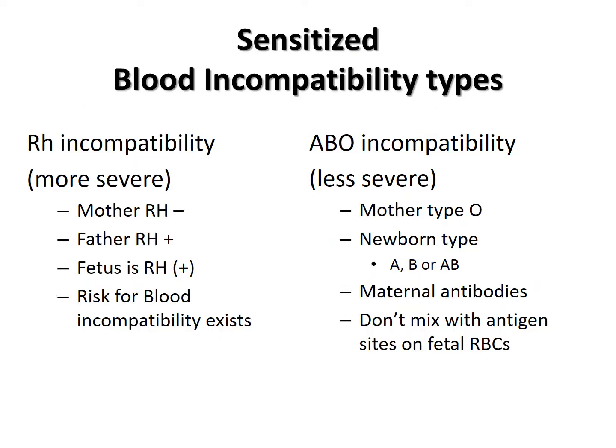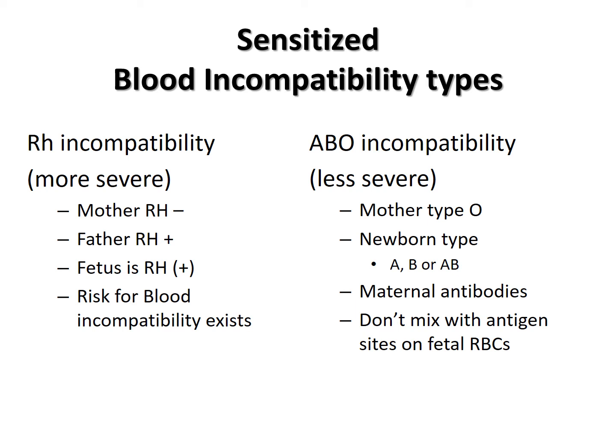All right, let's talk about blood incompatibility types. We all know that blood has two factors. One's the ABO factor, the other is the RH factor. When we look at maternal fetal cells, there are two types of incompatibility that can exist between the mom and the baby. The first and the most severe is called an RH incompatibility, and it happens only if the mother is RH negative and the baby is RH positive.